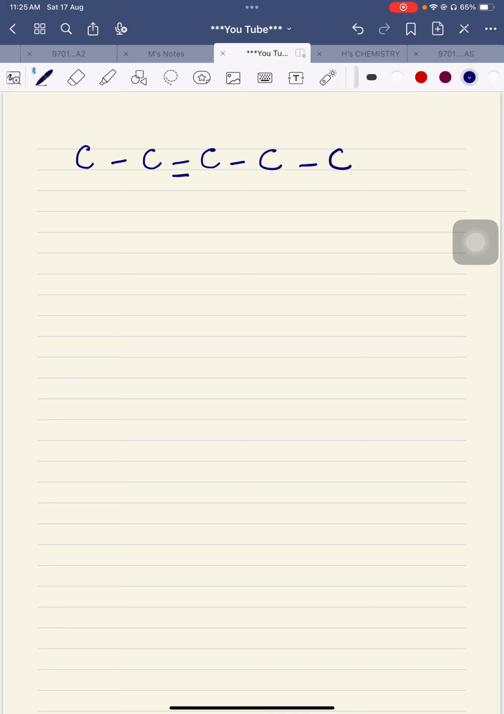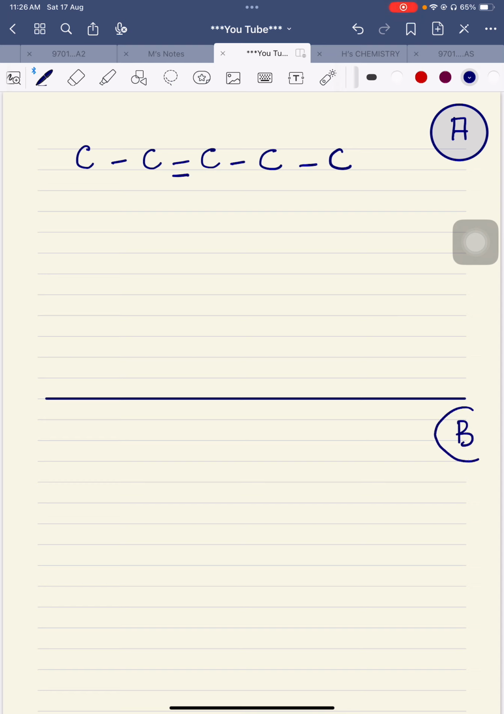Because it has a carbon-carbon double covalent bond. Okay. Now, for example, the examiner is saying that this is compound A, and there is one more compound, compound B. And the examiner is giving you another compound with the same number of carbon atoms, but it has a higher degree of unsaturation. Why is it so?